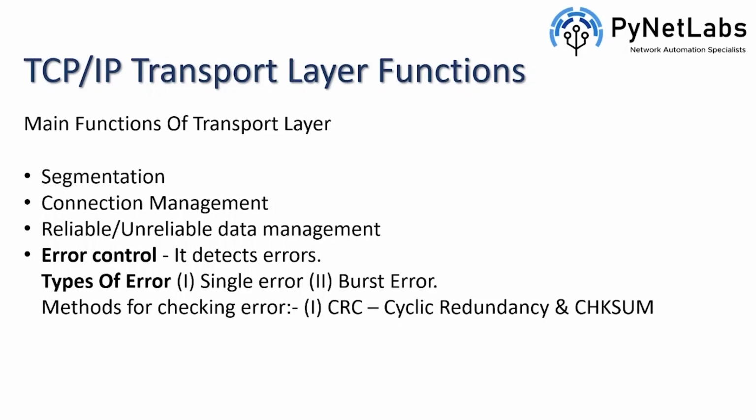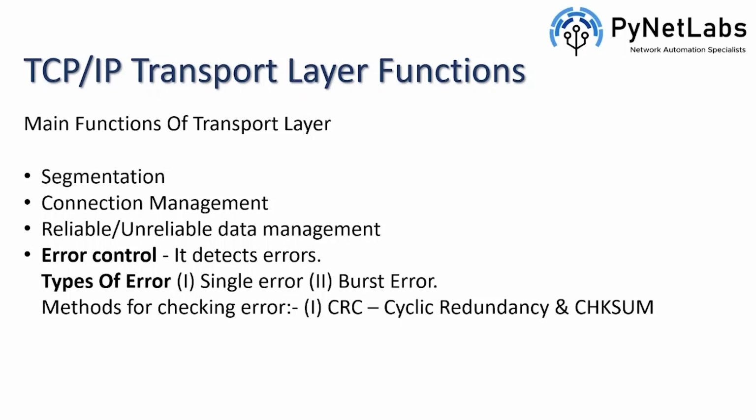Then error control is also a function performed by the transport layer, which is detecting the errors. Now the types of errors can be a single error or a burst of errors. The method to check whether there is an error in the packet being received from the other end or not is CRC, which stands for cyclic redundancy check, and checksum. So checksum is the value of the data which is calculated using some sort of mathematical formula. Now this value is again calculated at the receiver's end.